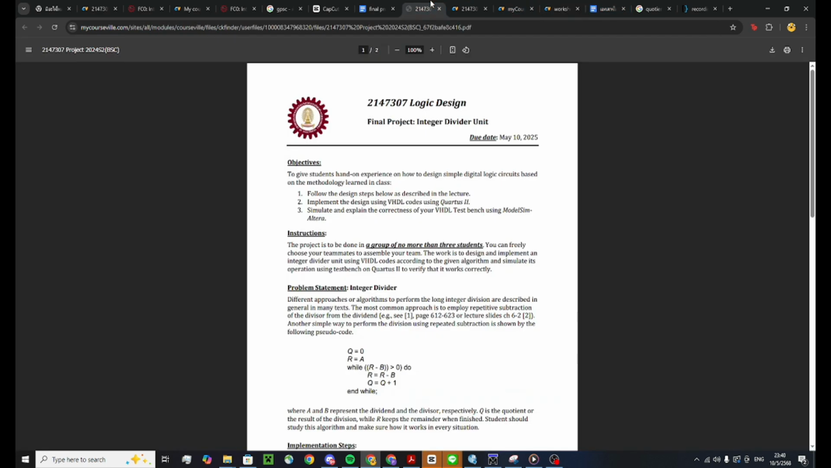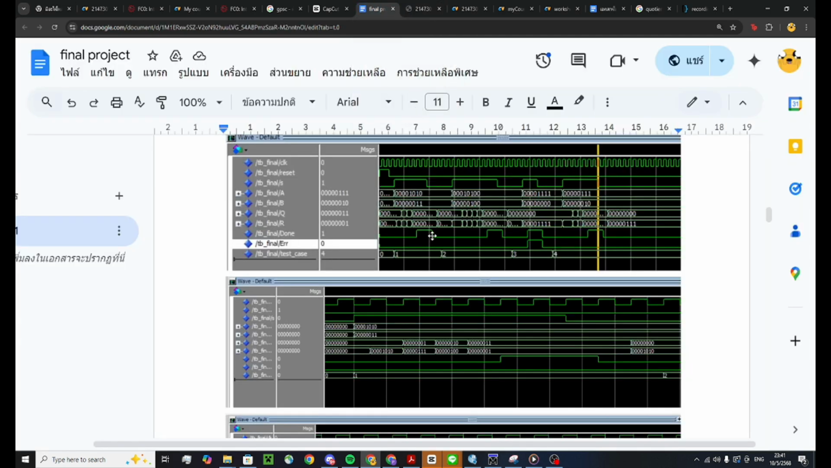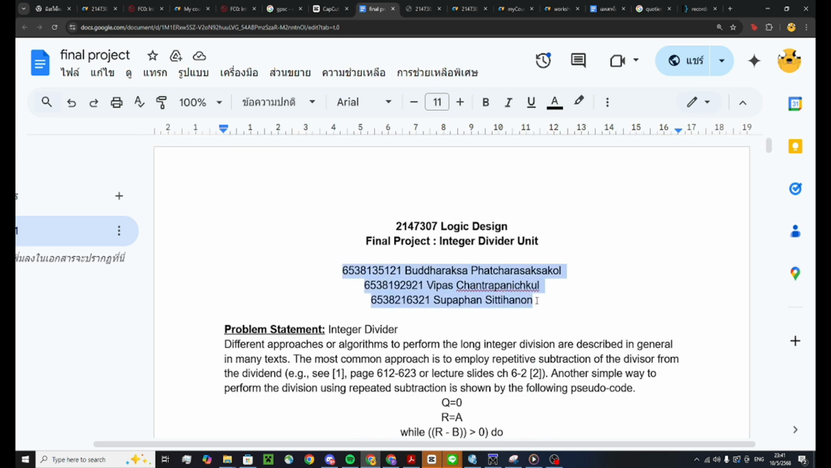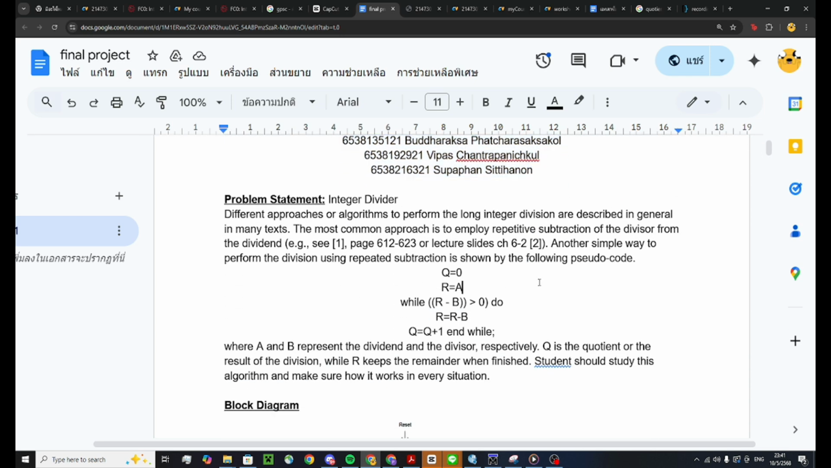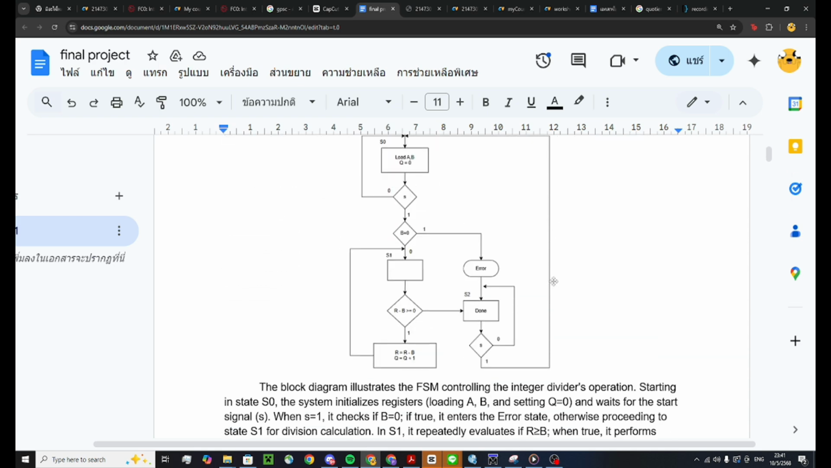Our project is an 8-bit integer divider unit designed and implemented in VHDL code. Our group members are Buntalaksa, Vipat, and Supapan, and our goal is to divide two unsigned 8-bit numbers using the repeated subtract algorithm. This is our basic logic, where Q is the quotient, R is the remainder, A is the dividend, and B is the divisor. And this is our data path diagram.